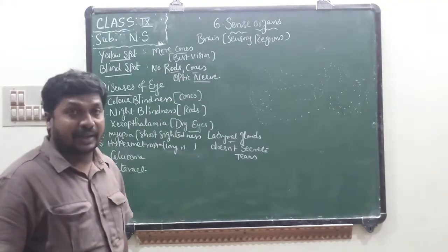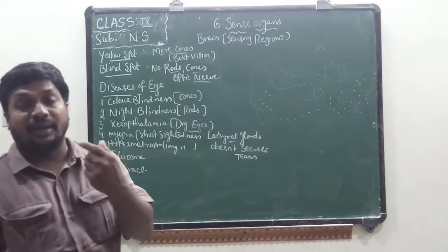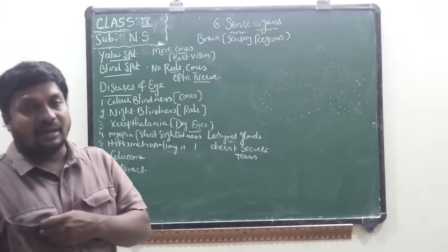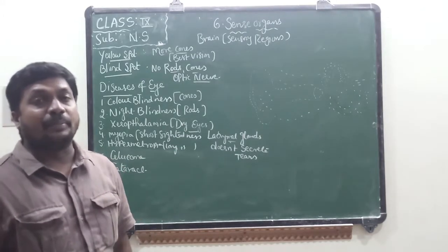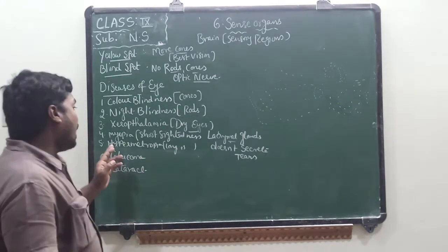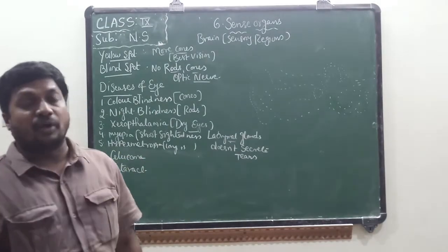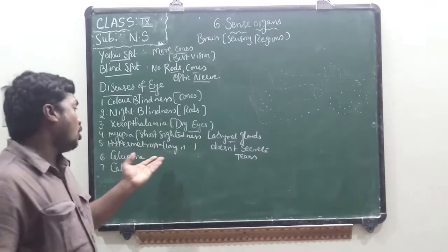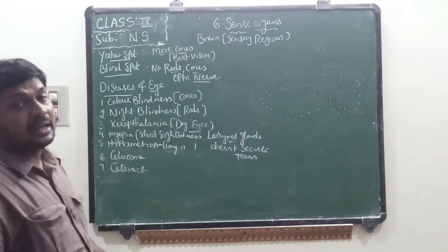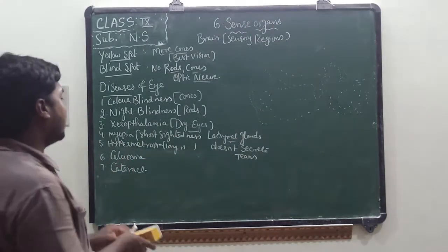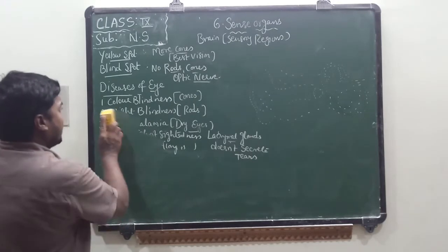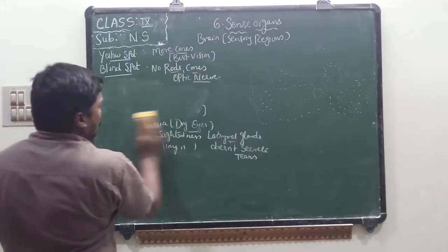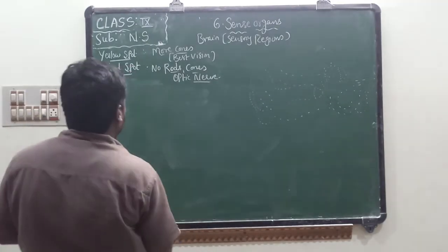Myopia, short-sightedness: cannot see long-distance objects, and the image is formed in front of the retina. Hypermetropia: the image is formed behind the retina. Short-sightedness and long-sightedness, glaucoma and cataract. These are the diseases related to the eyes. Now I will explain about taking care of the eyes.